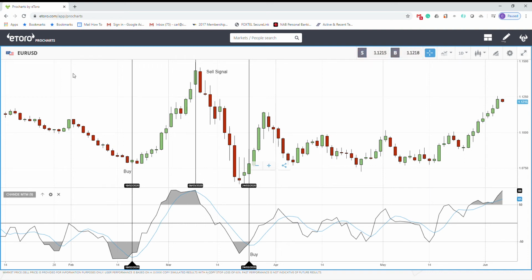Hello everyone, today I want to talk about another indicator called Chande momentum oscillator. I have added this indicator to the Euro US dollar daily chart.